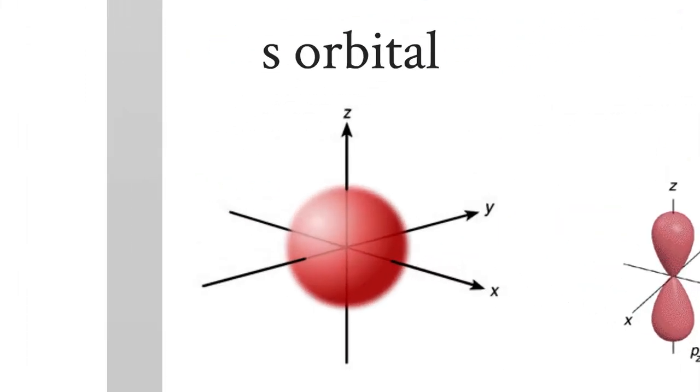Now here's an image of an s orbital. Now the s orbital is shaped like a sphere, and that sphere represents the region in space where you're likely to find an electron in an atom. And imagine if the nucleus is at the center. And the s orbital can hold up to 2 electrons.